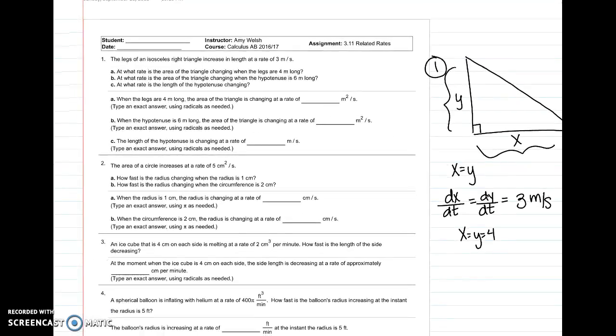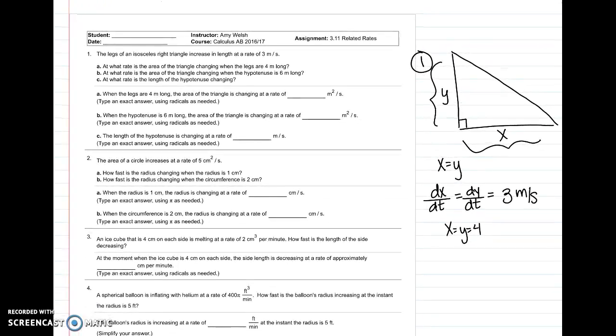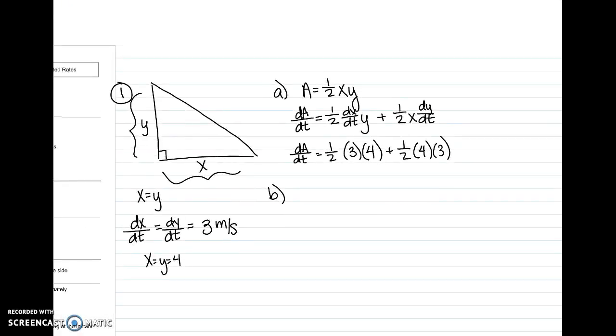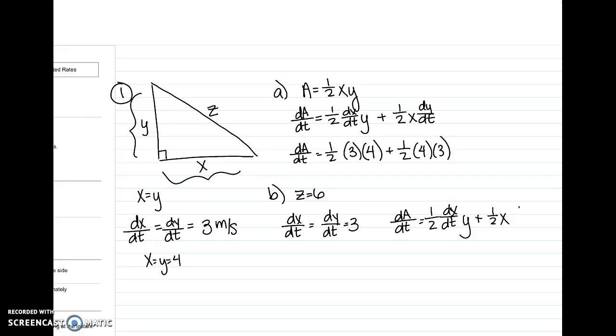Part B says, okay, find the same thing. What rate is the area of the triangle changing? But this time, hypotenuse is 6. Okay, let's call that z. Okay, dx/dt and dy/dt are both still 3. And we want dA/dt, that's our question mark. Okay, so we've got same derivative, 1/2 dx/dt y plus 1/2 x dy/dt.